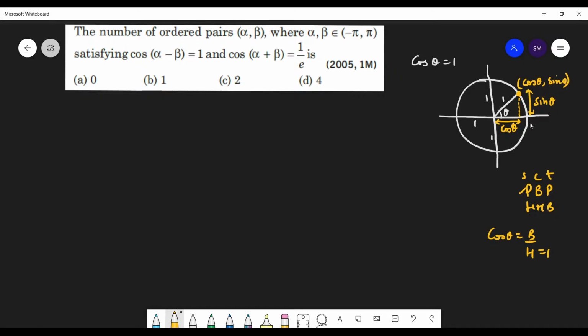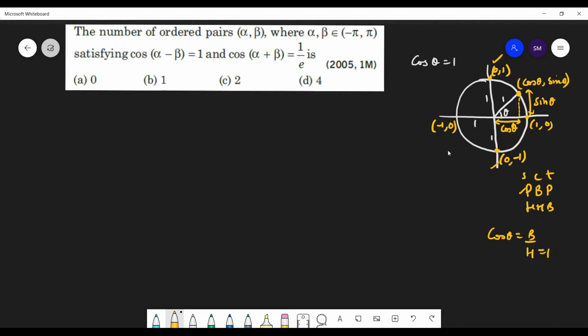Now students, quickly you can just write this is (1, 0), and here (minus 1, 0), and here (0, 1), and here (0, minus 1). Yes, so just minus here, and this is the mirror image. This one and this one are the mirror images.